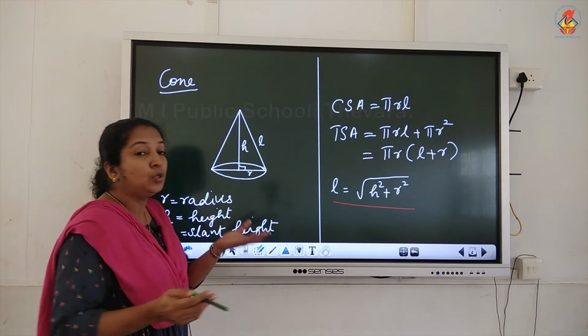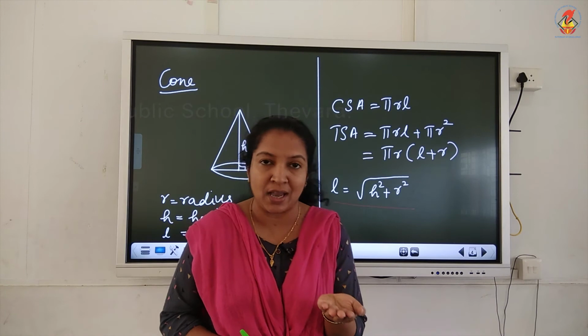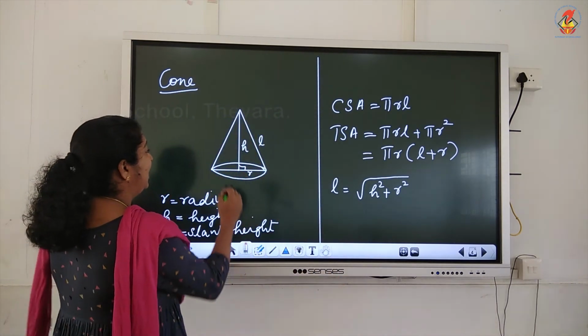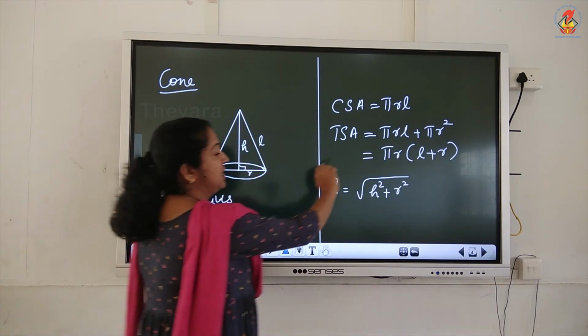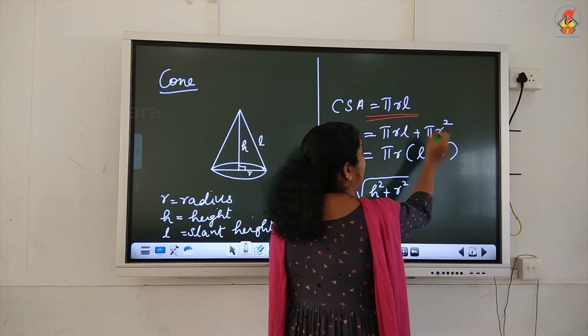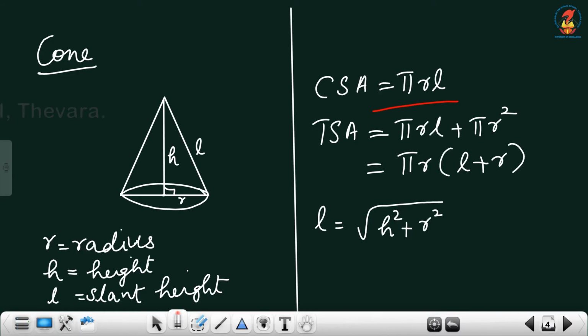Then we know the area of the base is pi r square. Then area of this part, curved surface, is pi r l. CSA of the cone is pi r l. So the total surface area is equal to pi r l plus pi r square, which is equal to pi r into l plus r.